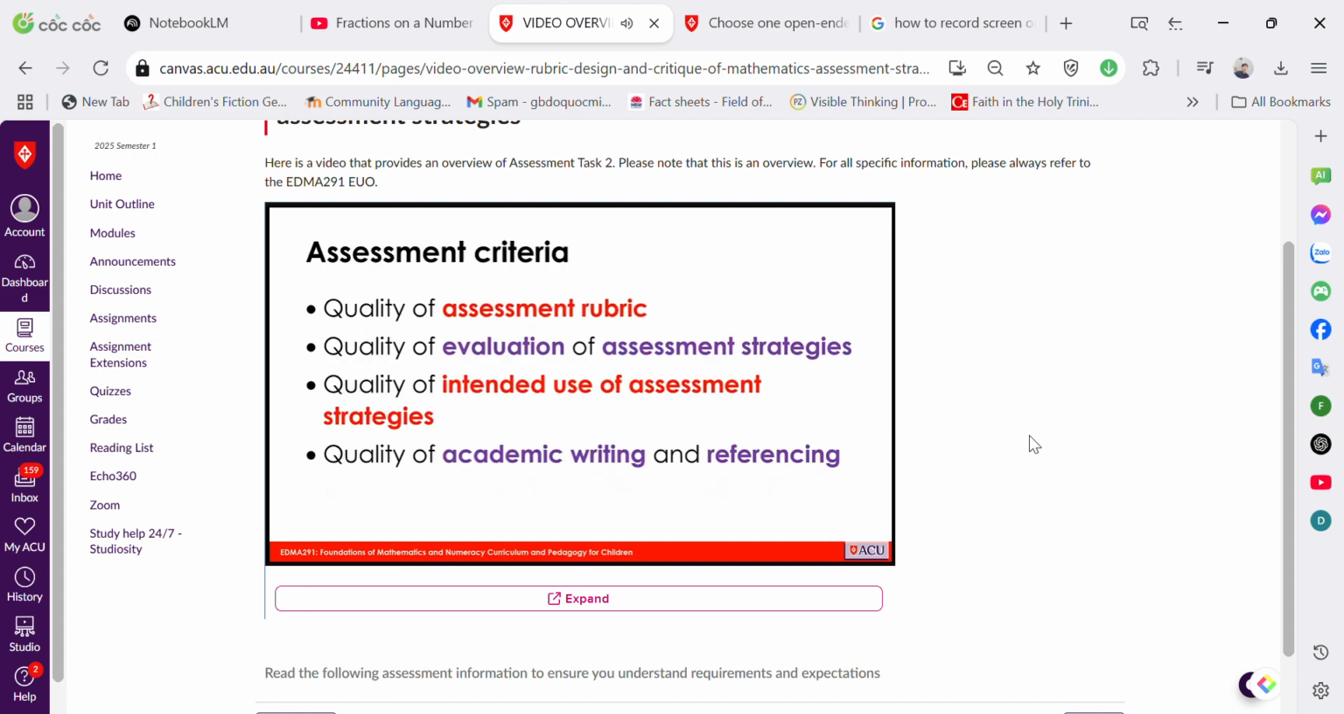You're going to be assessed on the quality of your own assessment rubric that you will create with your partner if you choose to work with them. You're also going to be evaluated on the quality of the evaluation that you offer of the 2 assessment strategies that I just articulated, the assessment interviews and rubrics, which is the individual component of this task. And you're going to be assessed on the quality of your intended use of those 2 assessment strategies. That is also the individual component of this task. And then, of course, as always, you're going to be assessed on the quality of your academic writing and referencing.